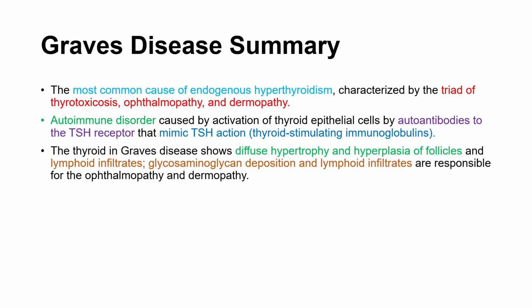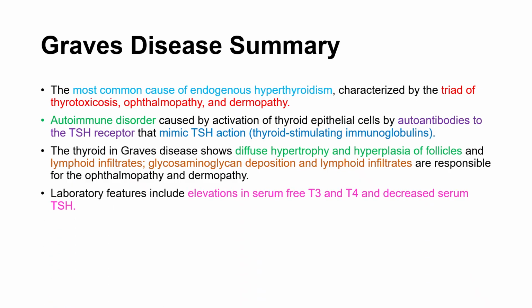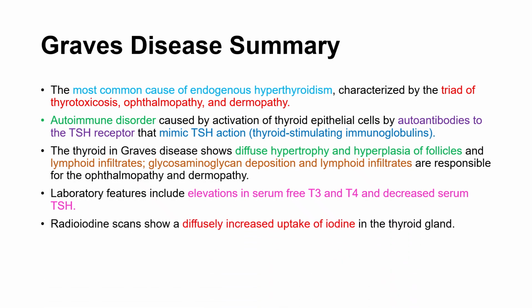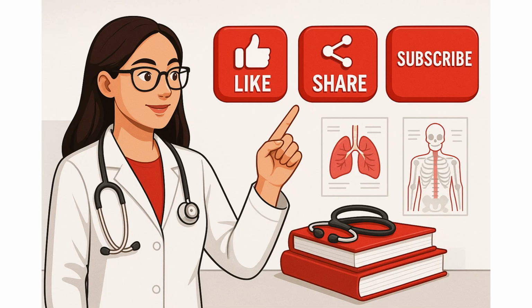Glycosaminoglycan deposition and lymphoid infiltrates are responsible for the ophthalmopathy and dermopathy. Lab features include elevations in serum free T3 and T4 and decreased serum TSH. Radioiodine scans show a diffusely increased uptake of iodine in the thyroid. So students, from the bulging eyes to the tremors, from the tall columnar cells on histopathology to the suppressed TSH on lab reports, it all comes together to tell a story that every good clinician should recognize.